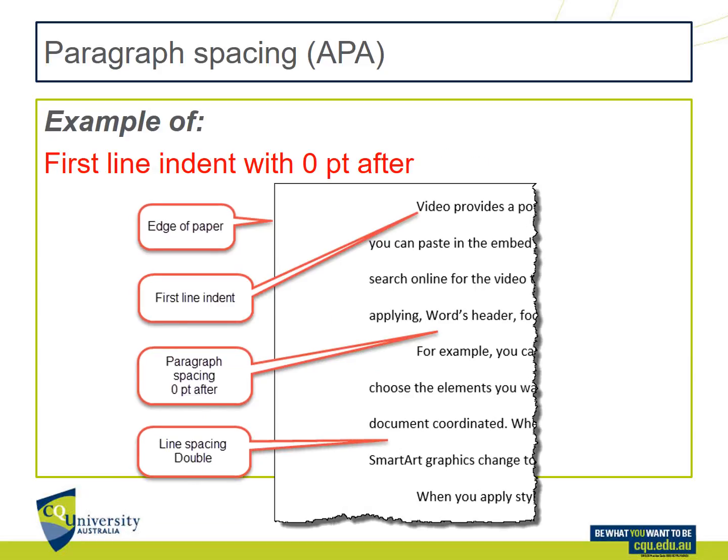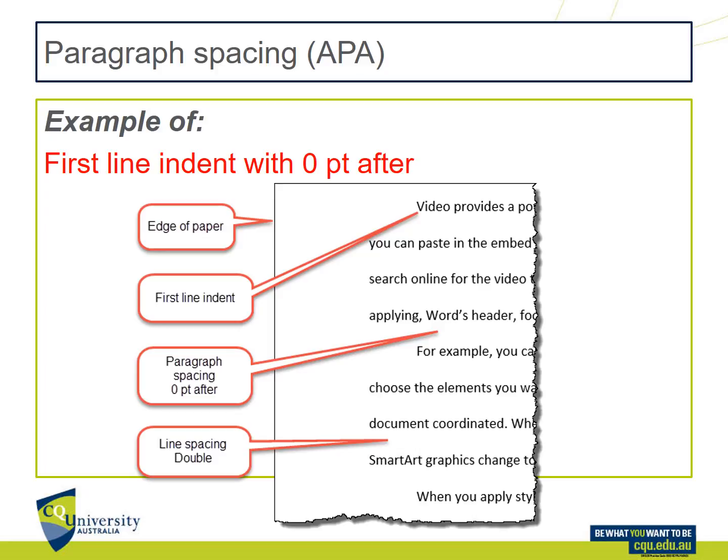In this example, you see first line indenting. Notice that the start of a paragraph is moved approximately 1.27 centimeters away from the margin. The rest of the paragraph, however, is flush against the margin.